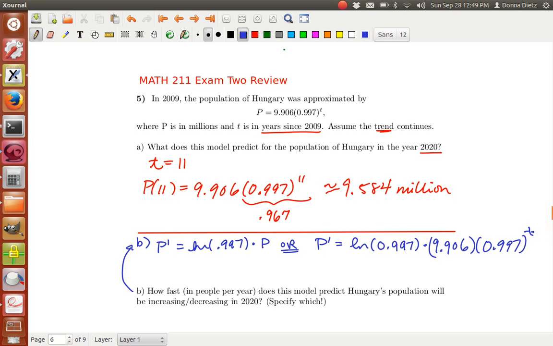Now I wrote it both ways because, first of all, I expect as a student you're not going to know that it's legal to do that. So this is my way of telling you it's actually legal to put natural log of 0.997 times P. That's okay. But it's not a skill we expect you to master at this level. But if you feel comfortable doing it, go ahead and do it.